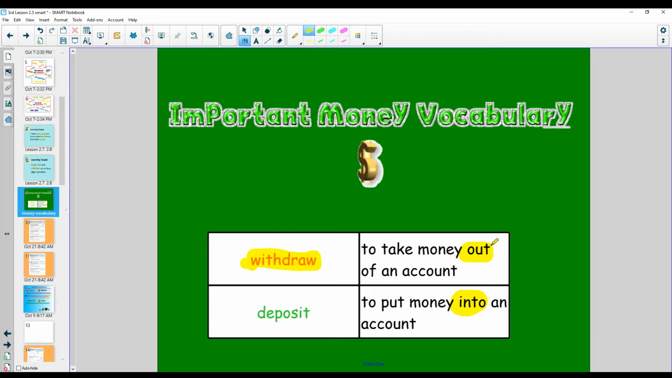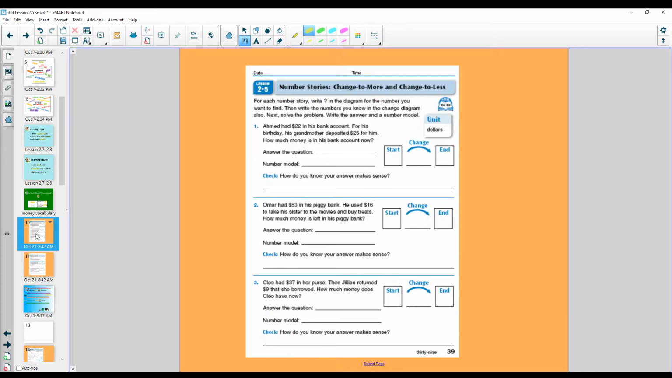But if one of my friends has a birthday and I need to give them money for their birthday present, I'm going to withdraw money. So you need to know the difference between withdrawal, taking out, and deposit, putting in. Today, we're going to do journal page 39. We'll do a couple together, and then you're going to see if you can figure out some on your own.